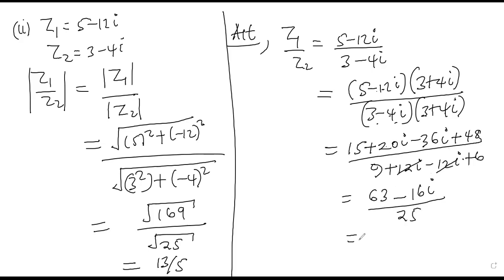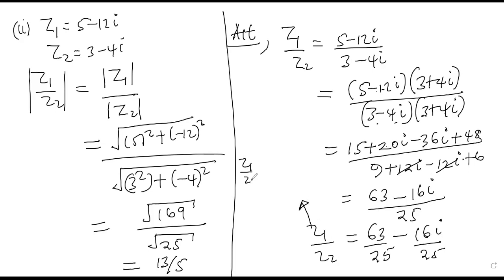But we have to express it as real and imaginary. So it is going to be 63 over 25. Then minus 16i out of 25. You have gotten Z1 out of Z2. But the question is Z1 over Z2 magnitude. So let me commit from here. Z1 over Z2 magnitude would be the same as the square root of 63 out of 25 squared plus negative 16 out of 25 squared under root.